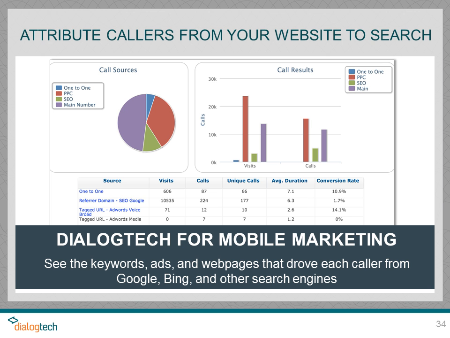So I touched on this earlier for call extensions, but obviously it's just as important to attribute calls from your website back to the source for paid search. So in this example, seeing the keywords, ads, and web pages that drove each call from whichever search engine you're advertising on. And DialogTech, part of our solution, makes it really easy for you to do that. Here's a quick example of how it works.